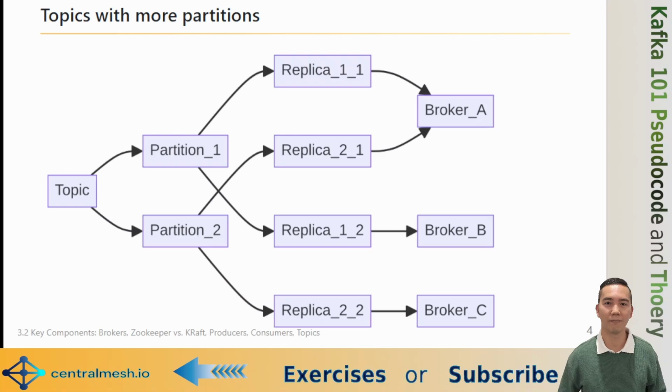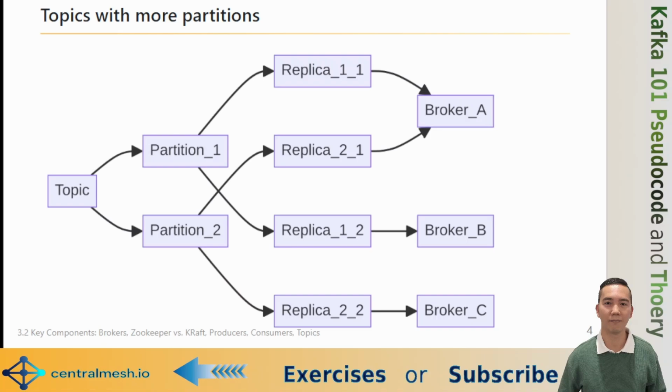Now let's take a look at how Kafka works when a topic has more than one partition. As we discussed earlier, a topic is divided into partitions to help Kafka distribute and scale data processing. In this case, the topic is split into two partitions, which means the data is divided into two separate sections. These partitions allow multiple consumers to read from the topic in parallel, improving performance and scalability. Each partition, just like before, has replicas to ensure fault tolerance. If one broker goes down, the other brokers can still serve the data.